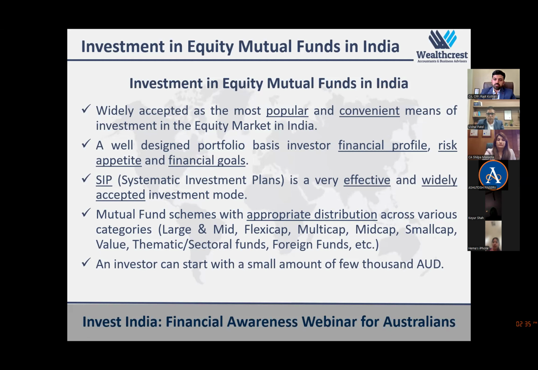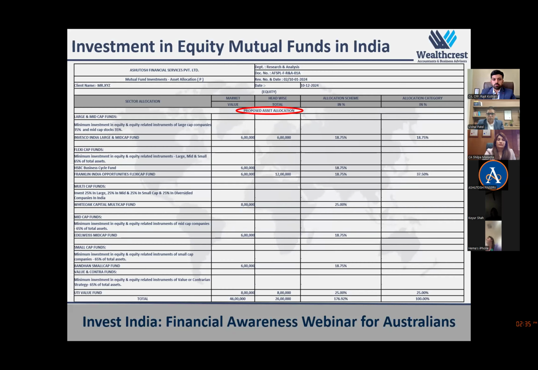and appropriate diversification and the bifurcation across all these categories is very important, because every category has got an important role to play in the growth of the entire portfolio. And the best part about mutual funds is that it can be started with any amount. We can start with even a few thousand Australian dollars, so that an investor has got a confidence and can test the waters of the Indian equity markets, and with passage of time can increase the exposure.